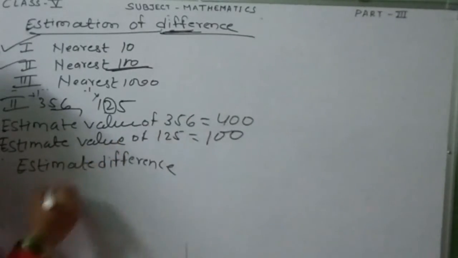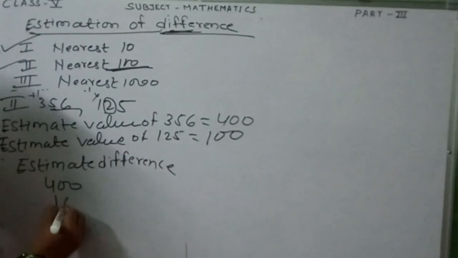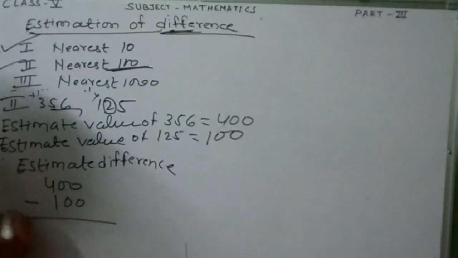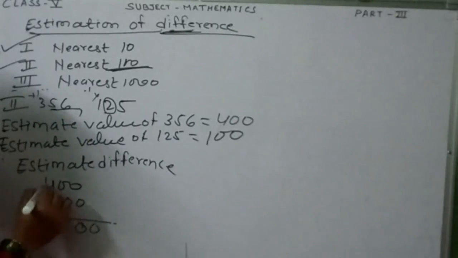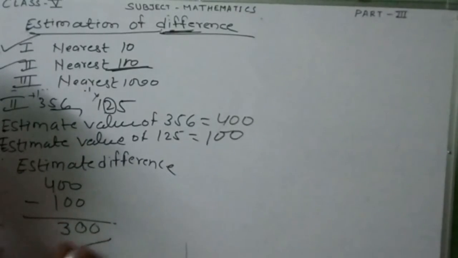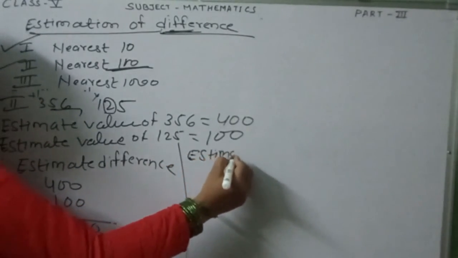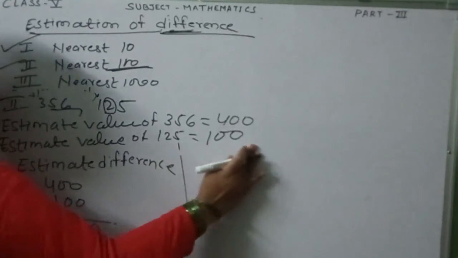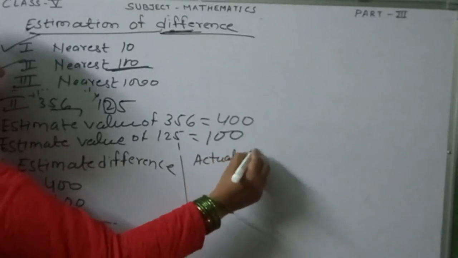What is the estimate difference? The estimate value of 356 is 400 and the estimate value of 125 is 100, and for the difference we have to subtract the numbers. 0 minus 0 is 0, 0, 0, then 4 minus 1 is 3. That is the estimate difference, and we have to find the actual difference.